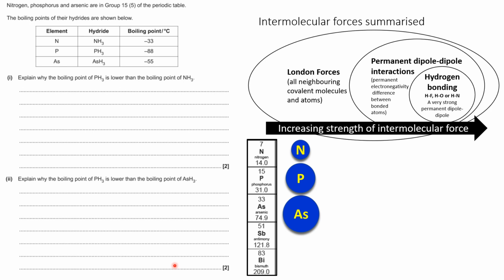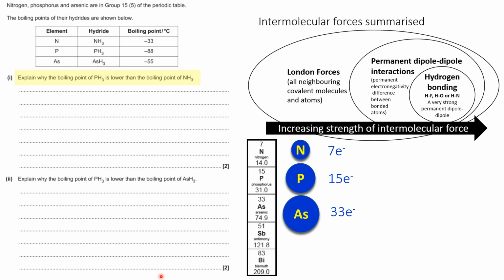We'll also need to consider what happens as you go down a group. If you look at the proton numbers, if you remember, protons in an atom will be equal to the number of electrons. So this is something that could influence our London forces as well. So let's start with the first section.